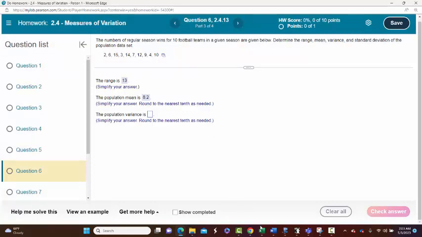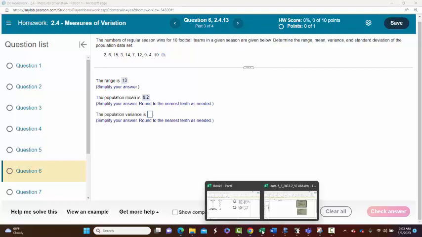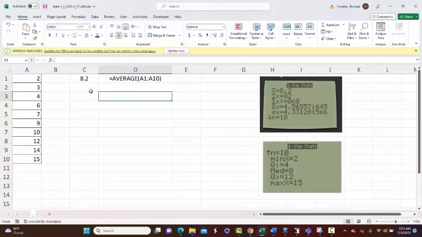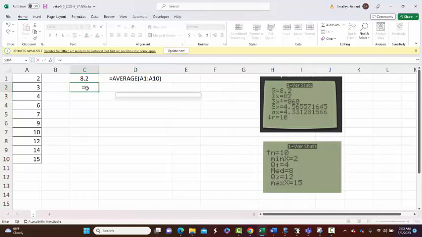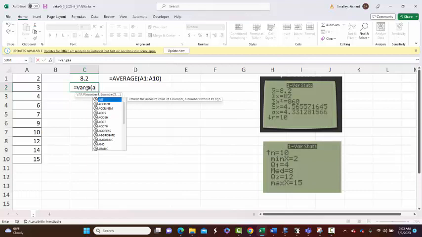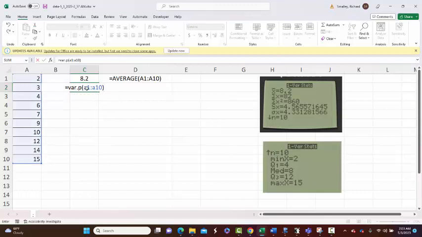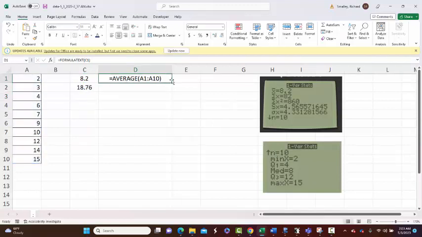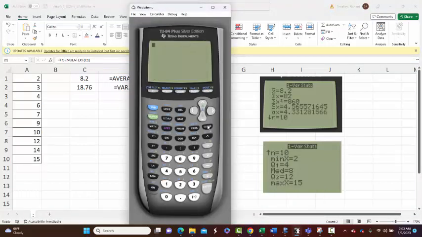Population variance. That is going to be, I'll do it here. var.p, A1 to A10. Copy that down, you can see it. Now the calculator does not give you the variance, only gives you standard deviation, so I'll bring up the calculator. I can do it in Excel also either way, but I'll just put it here.